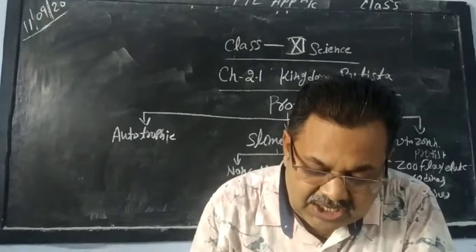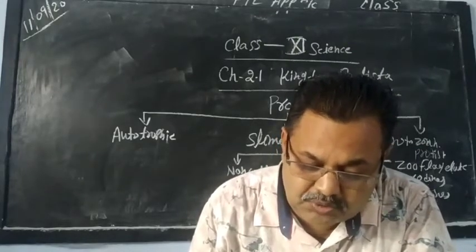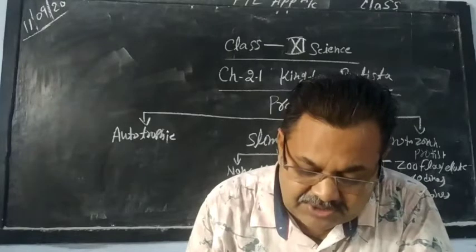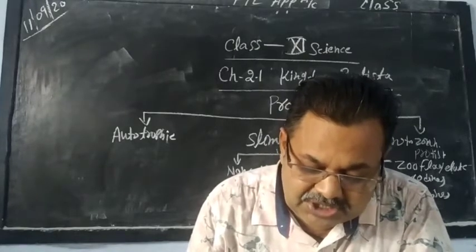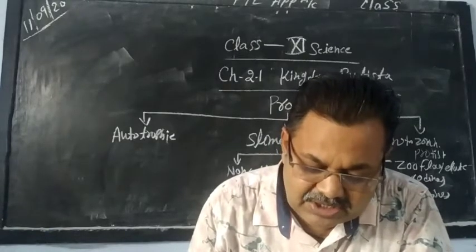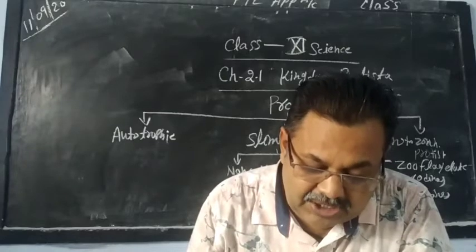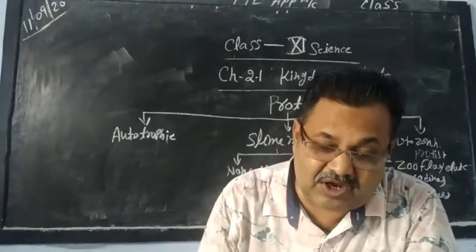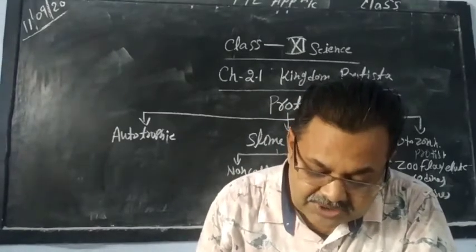The flagella are arranged in a 9+2 microfibril structure. Mode of nutrition is autotrophic and some is heterotrophic. But in amoeba, they have false feet or pseudopodia.